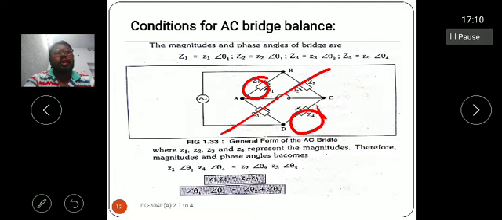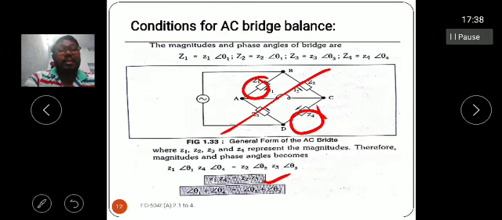That means these two are equal. That means the opposite impedances are equal. Then Z1 Z4 is equal to Z2 Z3. And the phase angles are added, then theta 1 plus theta 4 is equal to theta 2 plus theta 3. That means here finally we are getting the two conditions.